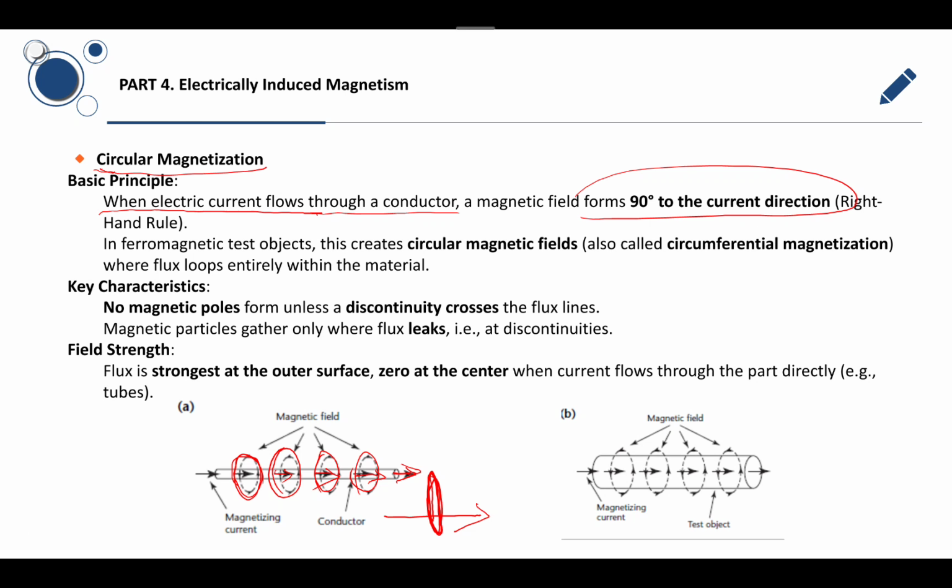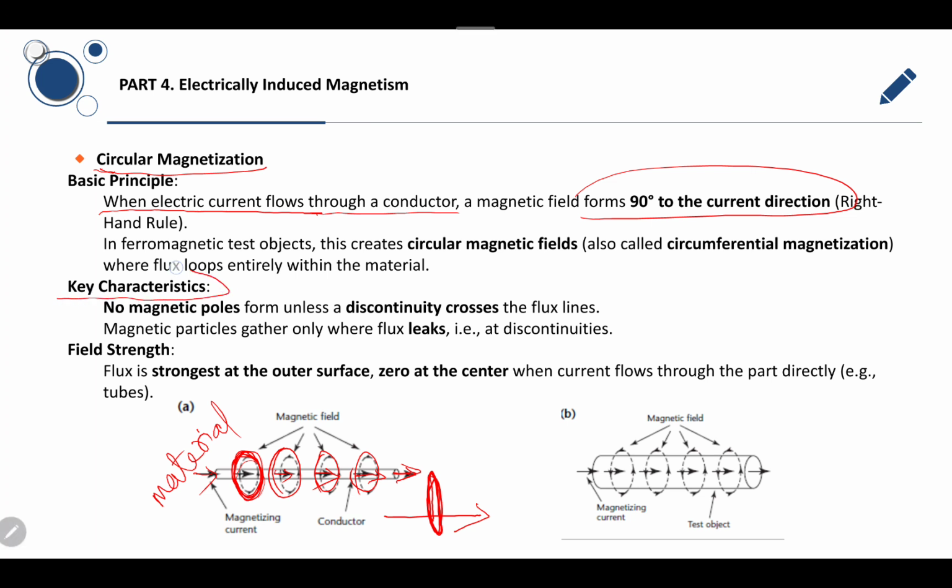When we apply this principle to ferromagnetic test objects, if the current flows through the part, it naturally creates circular magnetic fields. These are also known as circumferential magnetization because the flux loops entirely within the material. This is the material, so this magnetic field covers the entire material, circulating around the current path.